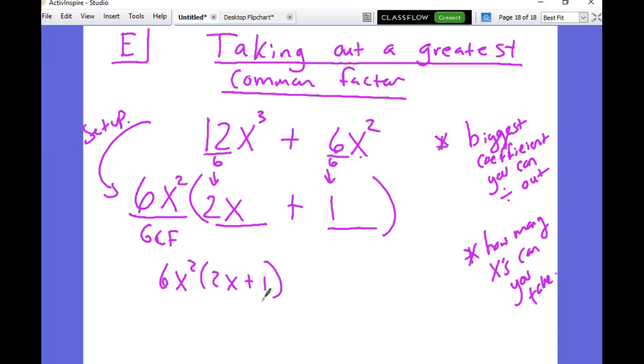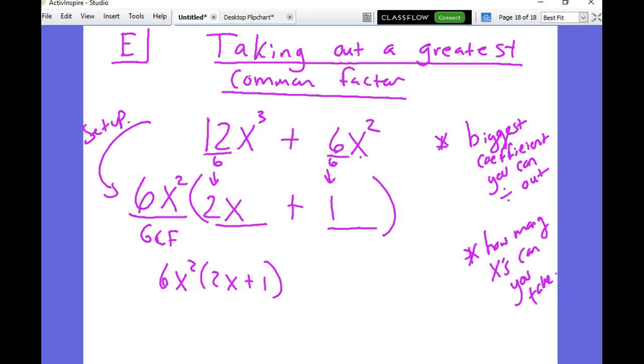We'll do another one. I took out 2 x's because that's the most x's I could take out. So it won't always be 2 x's. No, it could be more. It could be less.